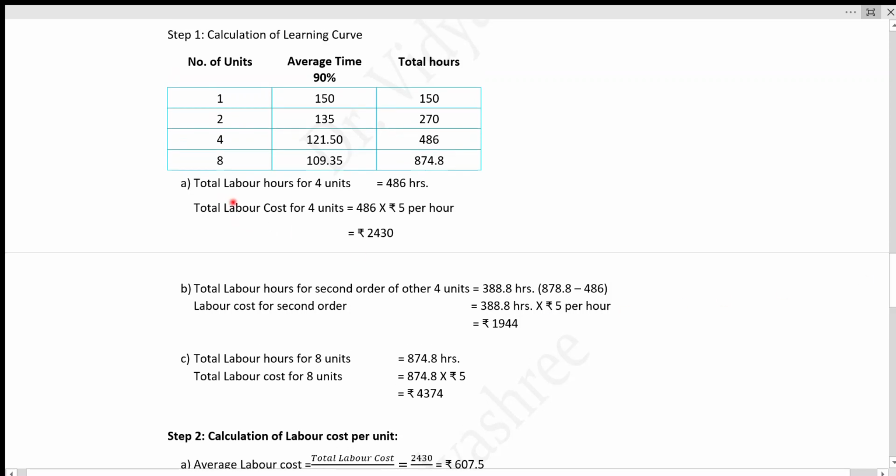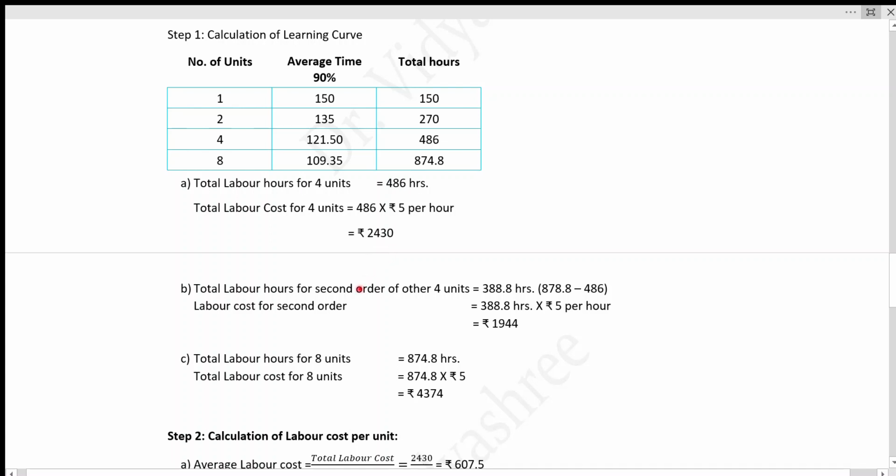The first one is the total labor hours for 4 units. For 4 units, what is the total labor hour? That is 486 hours, which we have just calculated. So let's calculate the labor cost. Take the hours and multiply with the labor rate. The rate given in the question is rupees 5. So we got the labor cost as rupees 2430.